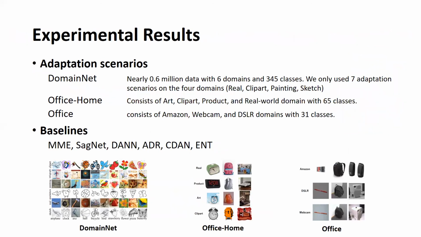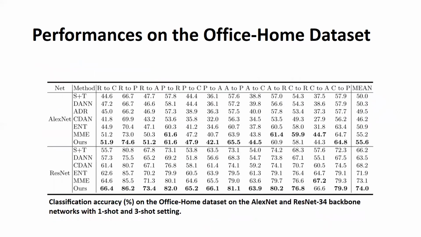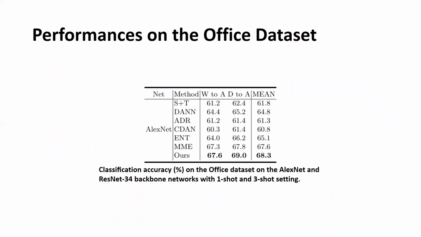We evaluate the proposed schemes on three benchmarks: DomainNet, OfficeHome, and Office. The comparisons are MME, SENTRY, DANN, ADR, CDAN, and ENT. As shown in the table, our method outperformed other baselines on average on the DomainNet dataset. And this superiority is still maintained in the OfficeHome and Office.